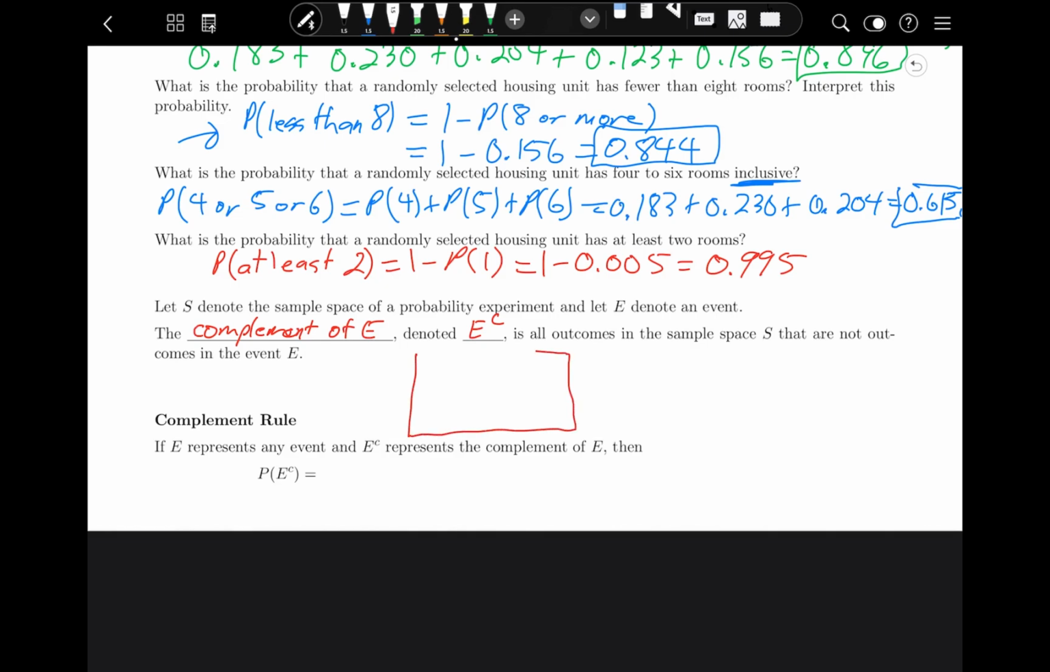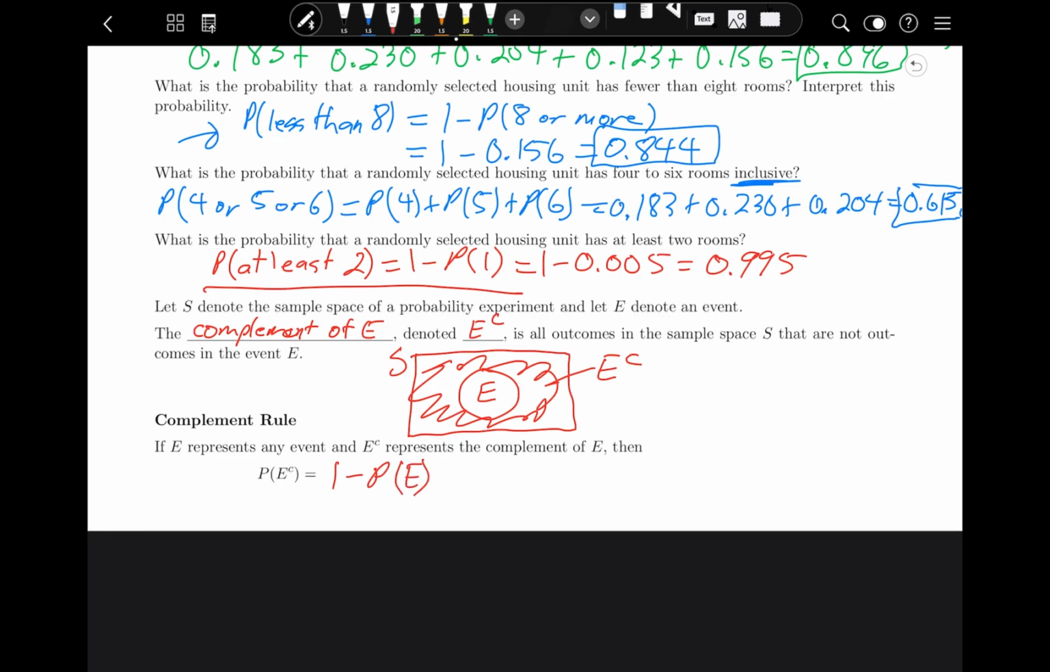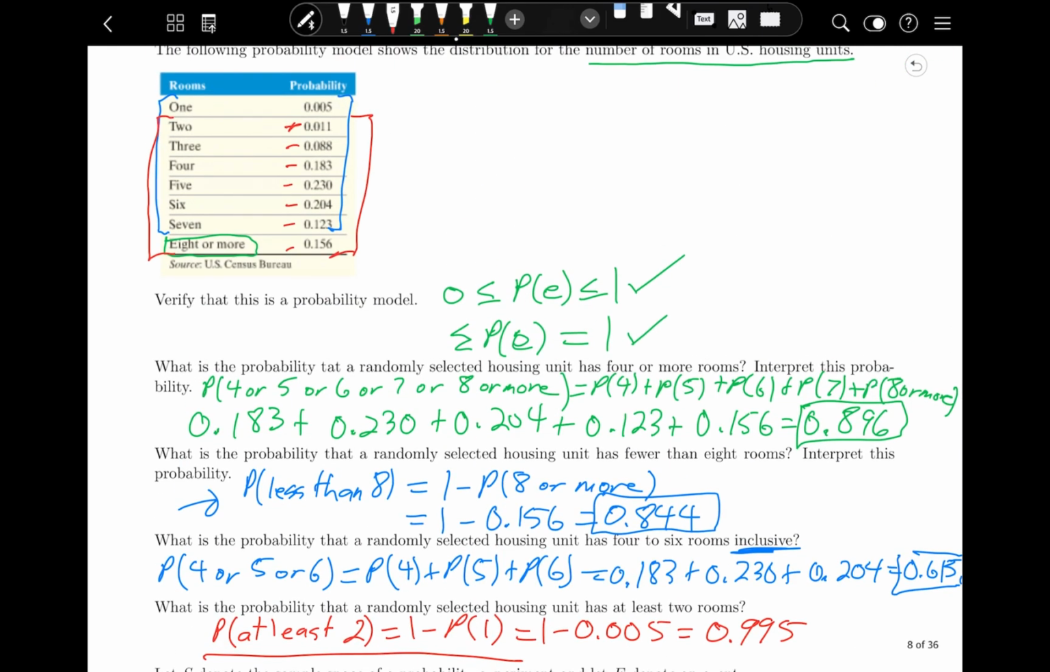So if this is my Venn diagram, here's my sample space. Inside the circle is E. Then all of this out here is E complement, the complement of E. So to find the probability of the complement of E, we do exactly what we did in this problem here. We do 1 minus the probability of E. In a lot of cases, when you want to find the probability of a lot of outcomes happening, like at least 2, it may be a lot easier to take 1 minus the probability of its complement.